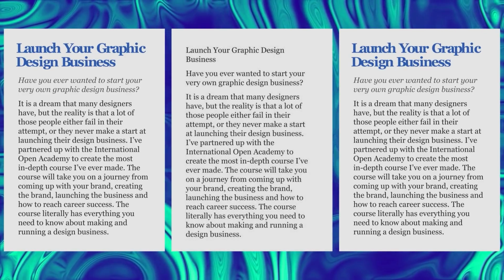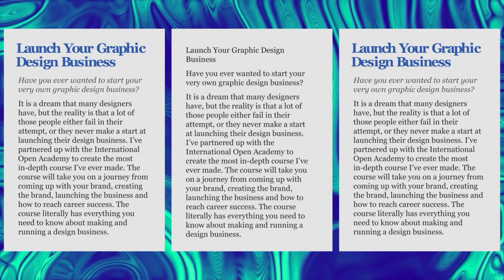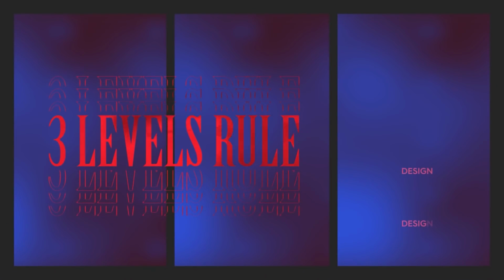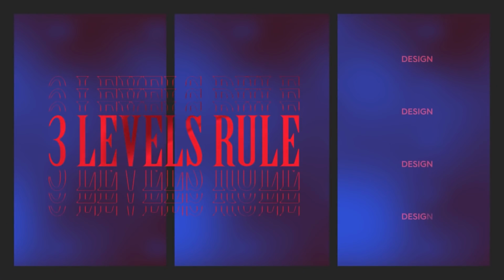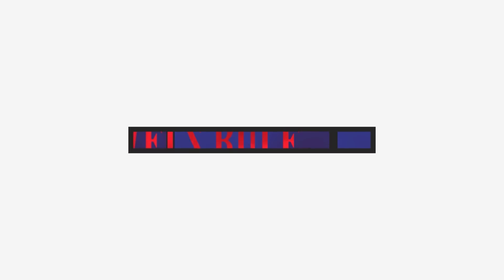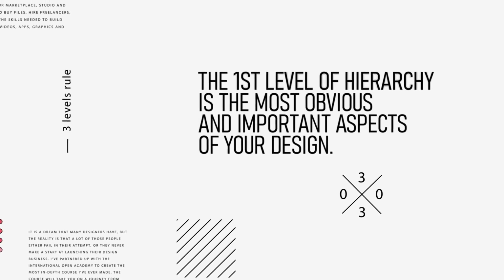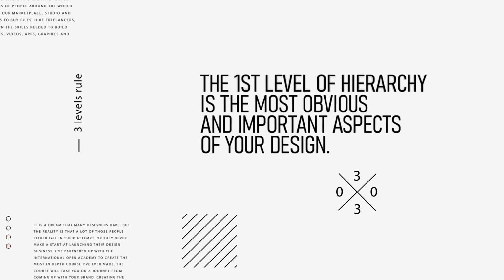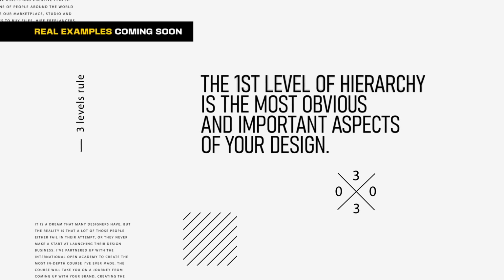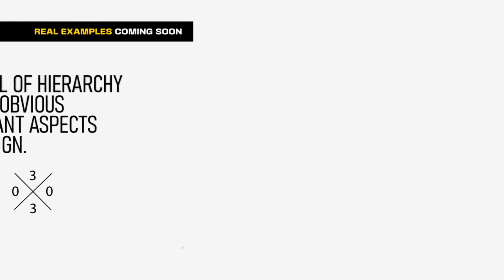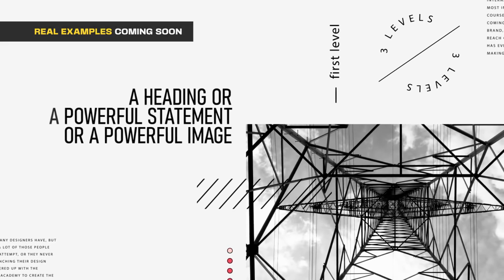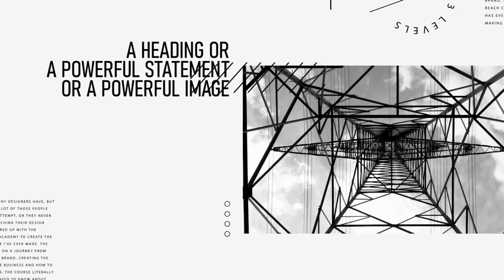When using hierarchy on your designs, have you heard about the 3-level rule? Now, it's an easy rule to follow and it goes something like this. The first level of hierarchy is the most obvious and the most important aspects of your designs. You want to focus the most obvious hierarchy rules in this first level, so it could be a heading or a powerful statement or a powerful image on your design.